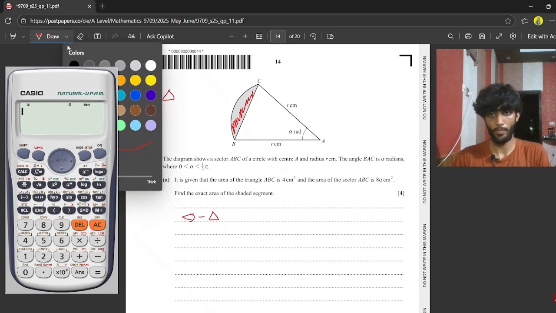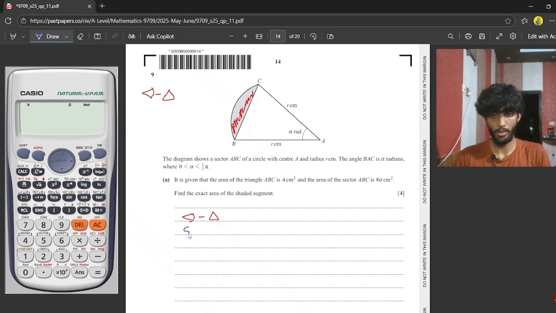Now this would simply be 8 alpha, because we know that's the area of the sector, minus the area of the triangle, which is 4 centimeters squared. Now the problem is we don't know what alpha is, so we need to somehow find the value of alpha. And how do we do that? Well, you don't know alpha or the radius r. So one way you could do that is, you can use the equation for the area of the sector.